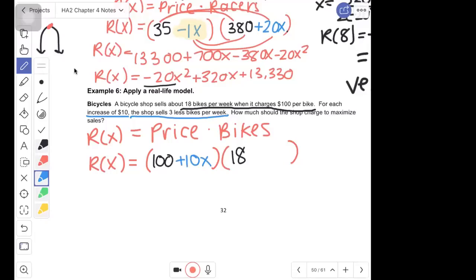And Zach, what should we put after the bike? So they're saying if we increase that price by $10, then we're gonna sell 3 less bikes per week. So what should follow that 18? Minus 3x. Exactly. So think of it as 2 parts. First, determine what's already happening, and then what's happening if we increase or decrease. And we just follow the same pattern. Go ahead and FOIL, get that function.